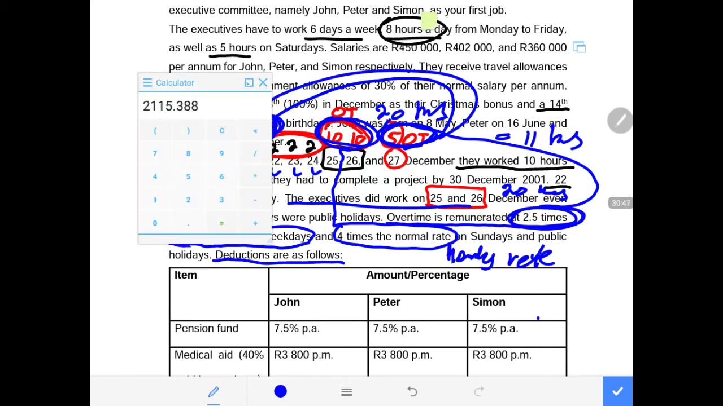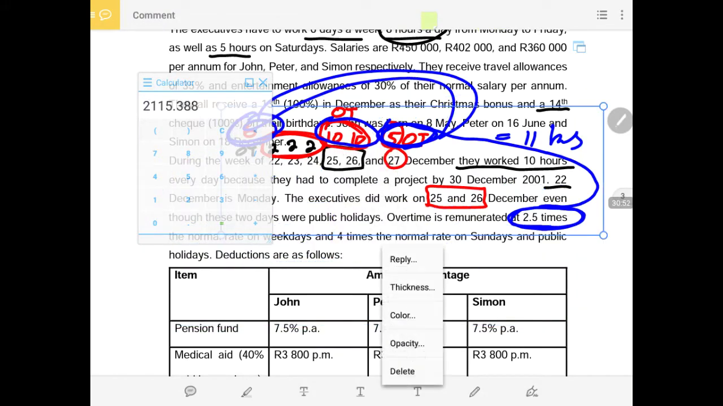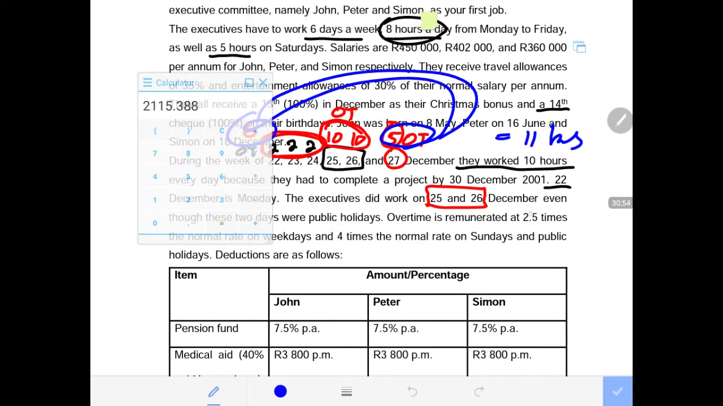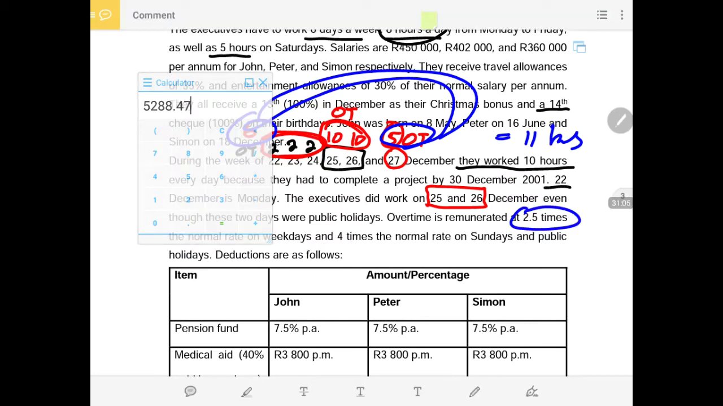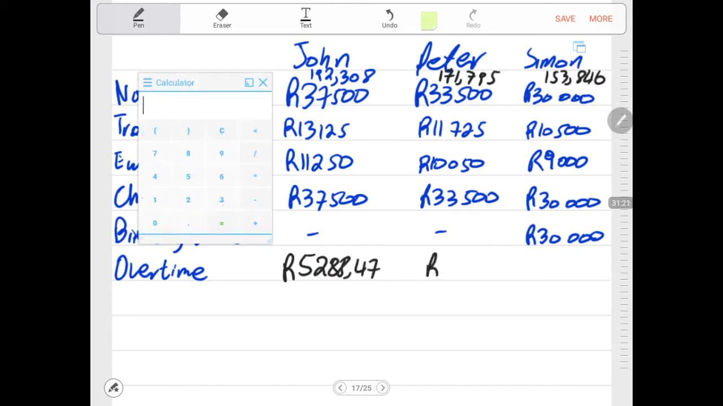We had 11 hours, but now we need to check how much our employees are being paid for overtime. We were told that our employees are being paid 2.5 times the normal rate. So to this figure we say times 2.5. Overtime is not paid 192 rand 308, but 2.5 times that, which gave us 5,288 rand 47 cents.